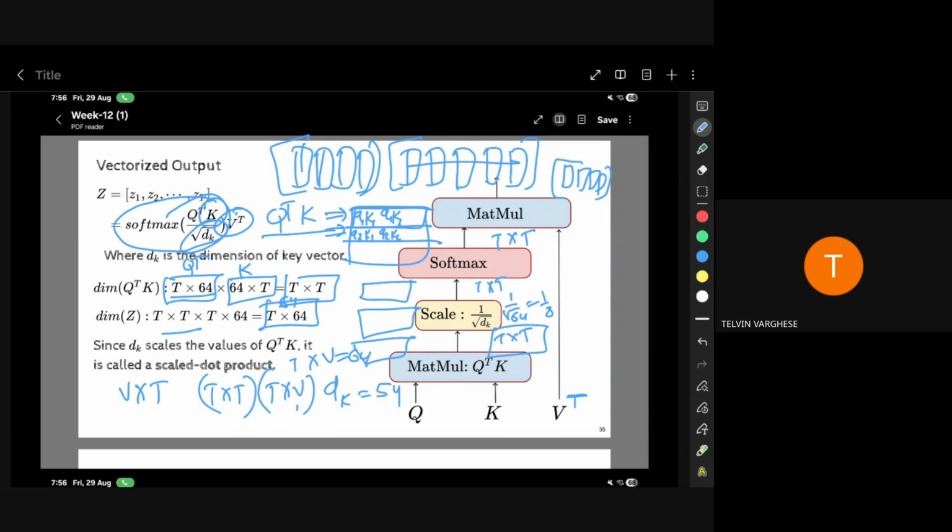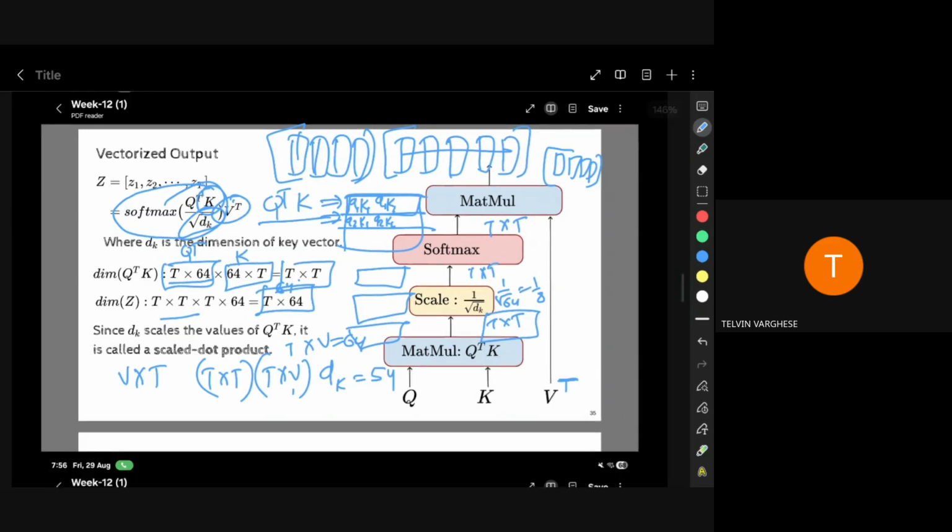Okay. But you have the choice. I'm just saying that you have the choice to have any other V in this case other than 64, and you will get a different value. But they have taken 64. That's why the value is T cross 64.